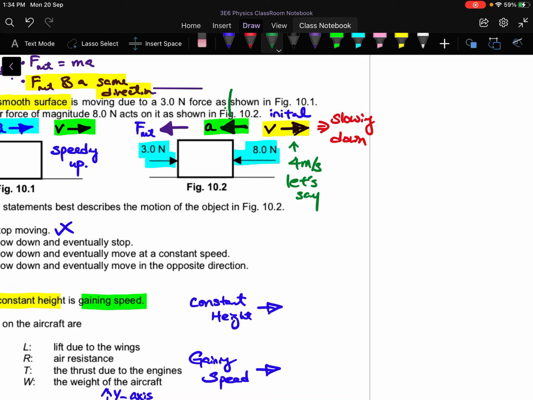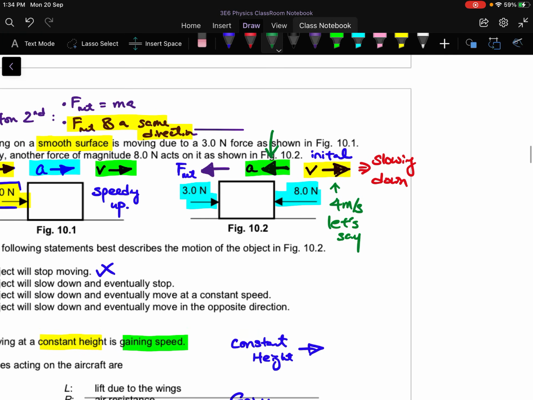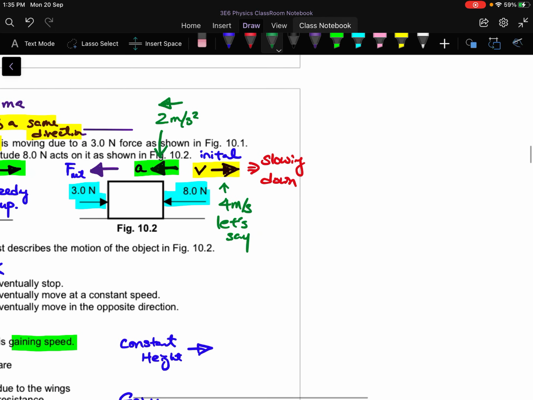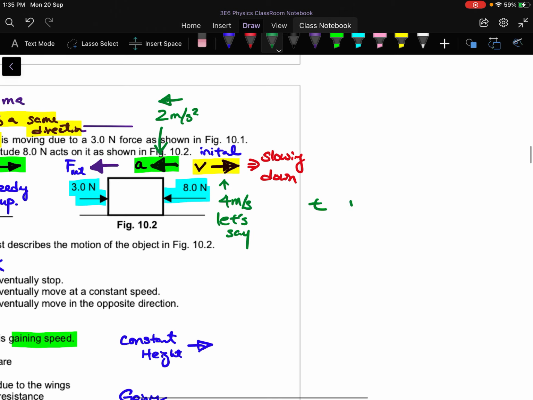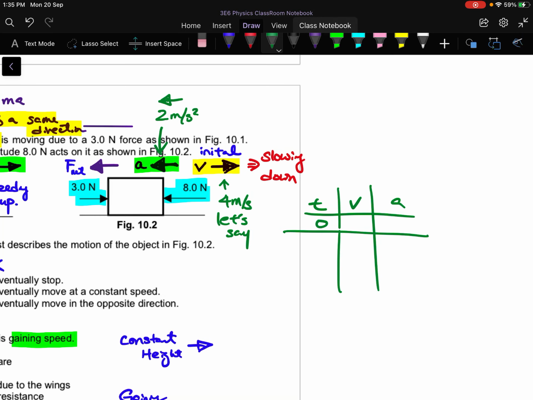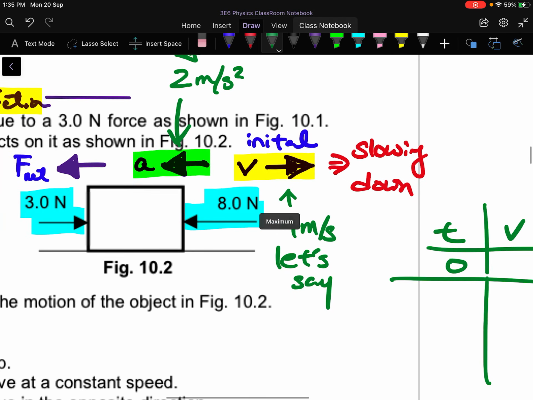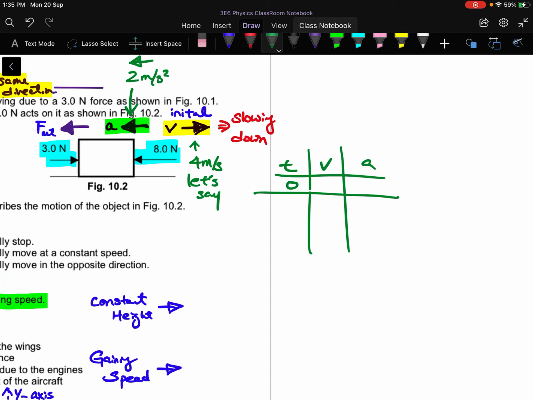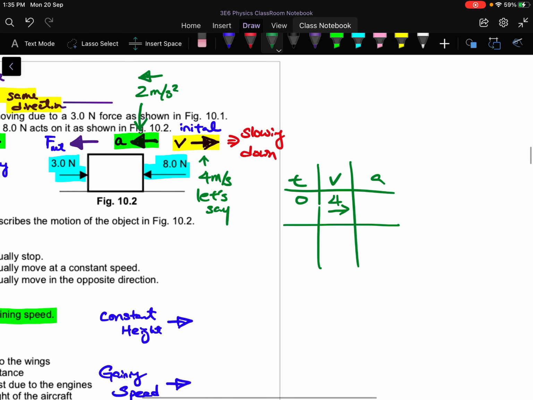And my acceleration, let's say, is 2 meters per second squared in this way. So what does this mean? Let's say I start the time at t equals 0 when my 8 Newton begins to act on the object. So my velocity at the very beginning is 4, and this 4 is in this direction. Because of this, my acceleration will be 2 meters per second squared in this direction.